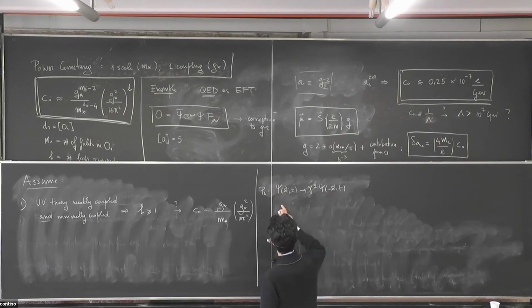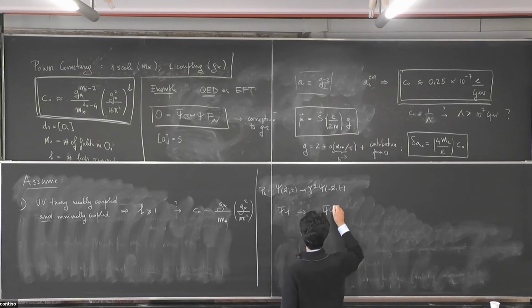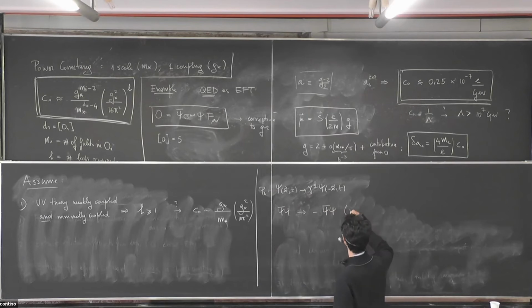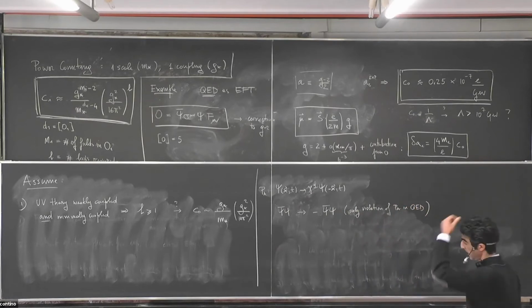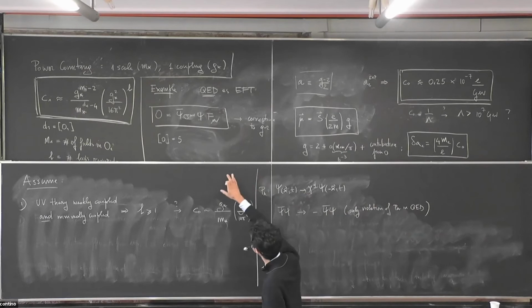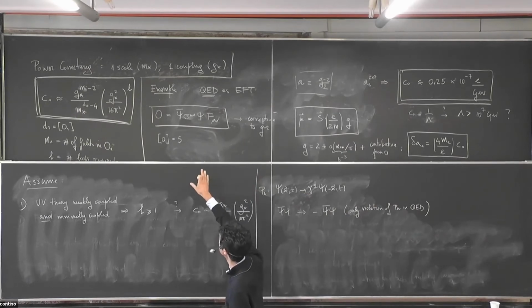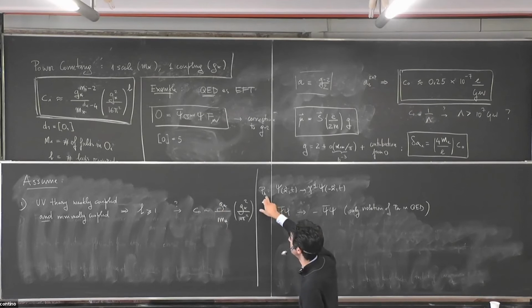Except for its mass term. So the mass term breaks it: it goes to minus psi bar psi. This is the only violation of PA in QED, in the Lagrangian of QED. So at this point, you notice that our operator violates this invariance as well.